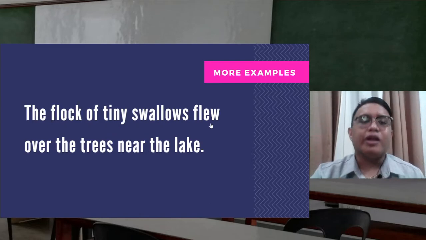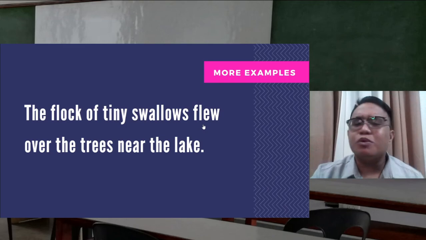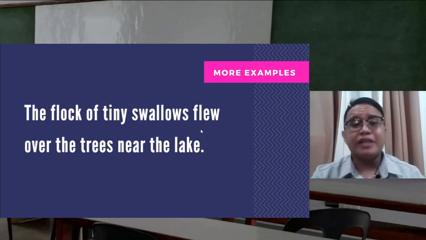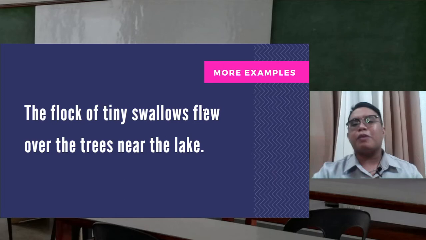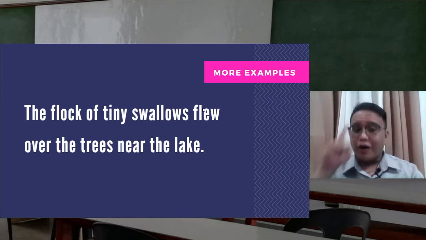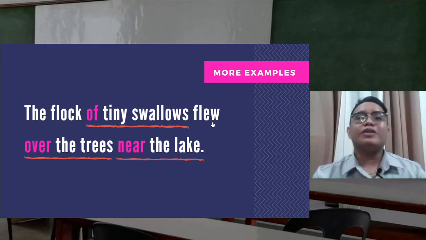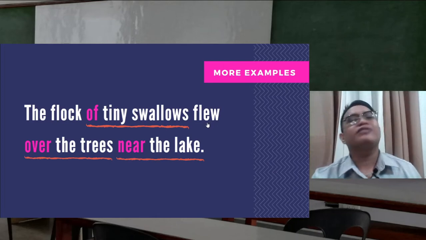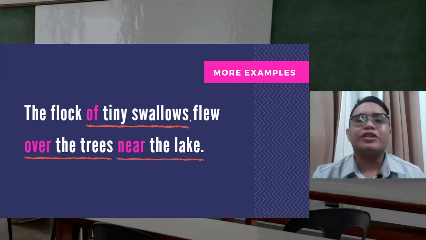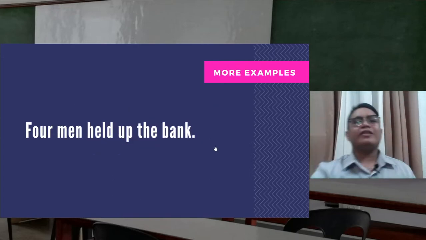Our next example, the flock of tiny swallows flew over the trees near the lake. Okay, what are our prepositions here? We have of, we have over, and we have near. So our sentence would be like this: the flock of tiny swallows flew over the trees near the lake. Our objects of the preposition are swallows, trees, and lake. Very good.